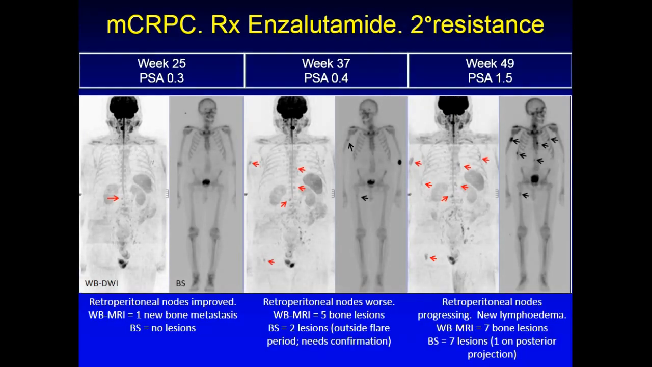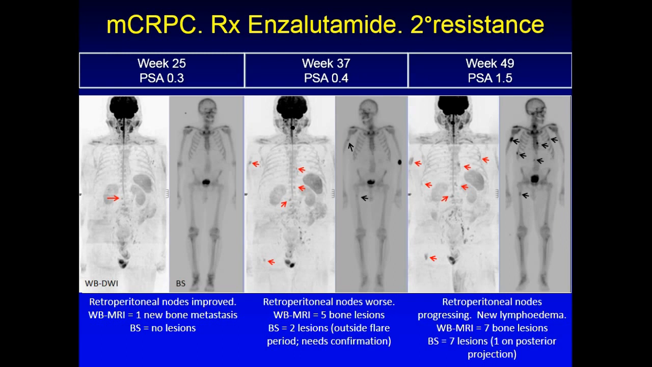However, in a clinical trial, the standard of care is the bone scan, and the bone scan is still negative at week 25, so he receives more treatment. After 36 weeks of treatment, we can see two bone lesions on the bone scan, but we see five lesions on the whole body MRI scan.